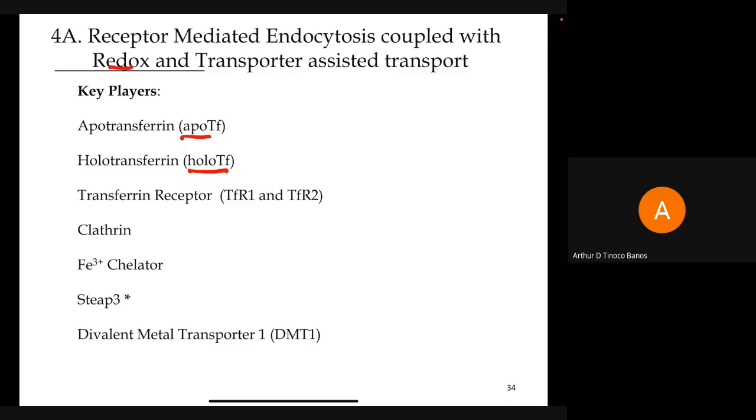There is the apoprotein, there is the iron-bound protein or the holo protein, and there are the transferrin receptors. I'm going to focus on transferrin receptor 1. There is clathrin, which we briefly talked about last time. Iron chelators, so these are biological chelators, a protein called STEAP3, and even the divalent metal transporter. These are key players in this process.